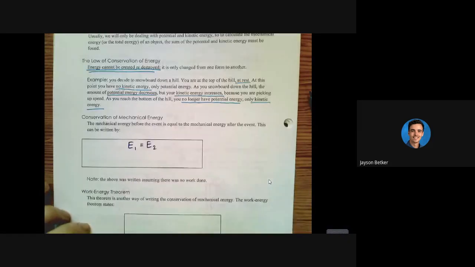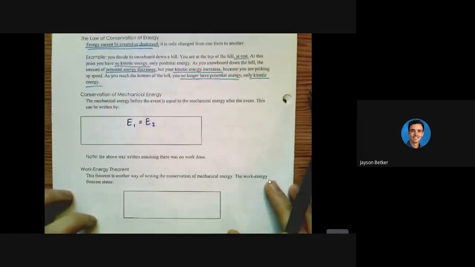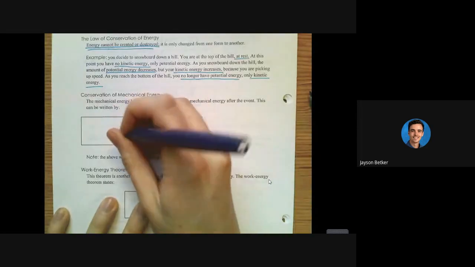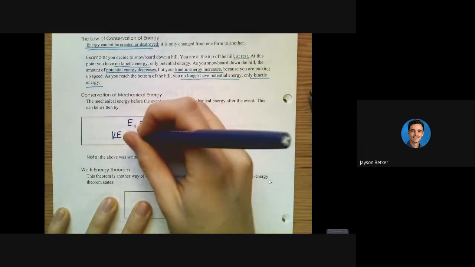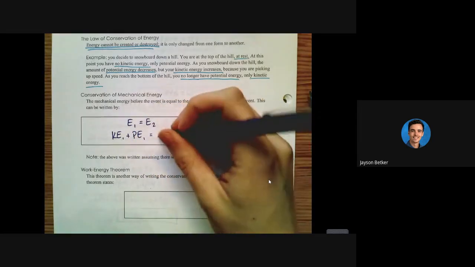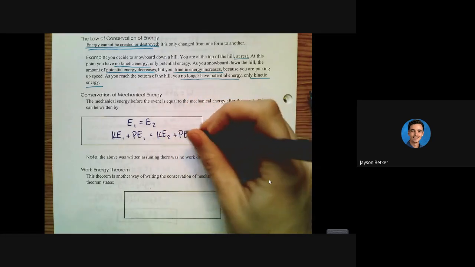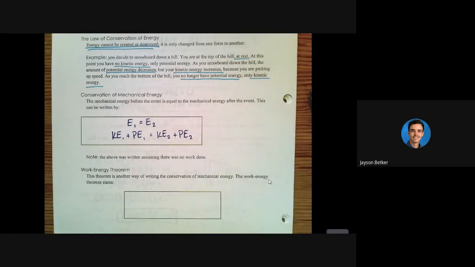Now, at any given point, remember, we have some sort of combination of kinetic and potential energy. Going back up here and remembering when I said that at any given point, to calculate the mechanical energy, we have to take the sum of the potential and kinetic energies. So what that means then is that before, our initial kinetic energy plus our initial potential energy is going to be equal to our final kinetic energy plus our final potential energy. So that's our formula that we're going to work with today: KE1 + PE1 is going to be equal to KE2 + PE2.